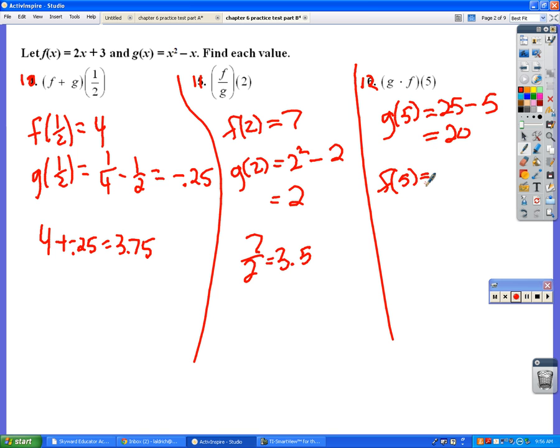Anybody? What's f of 5? 13, because 2 times 5 is 10, plus 3 is 13. And then this problem says multiply those together. So 20 times 13 is 260.